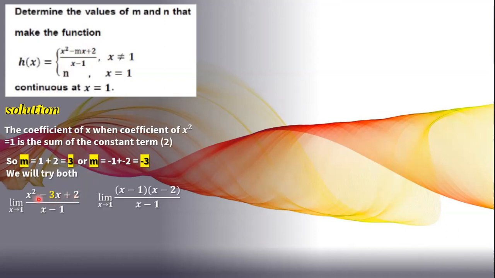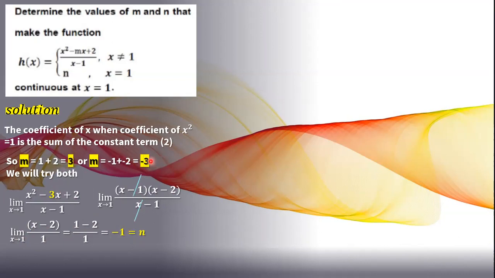When you substitute m by 3, we will get this. Now we have to factorize this expression by any method you know. We will get x minus 1 times x minus 2 over x minus 1. Now we can divide both numerator and denominator by x minus 1. We will get now the limit when x approaches 1 of x minus 2 over 1. Now we'll substitute x by 1. We will get negative 1. So n equals negative 1 and m equals 3.